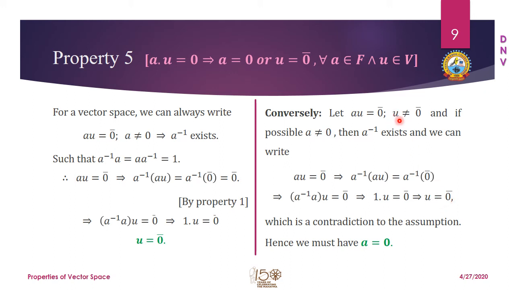But in the beginning, we have taken U not equal to 0. Hence, we must have A equal to 0 in order to make this product A dot U equal to 0. So both the parts combinedly state that if the product of a vector and a scalar is 0, then either the scalar or the vector will be 0, for all arbitrary A belonging to F and U belonging to V. So this property is very important because it will be used in proving various theorems of subspaces.